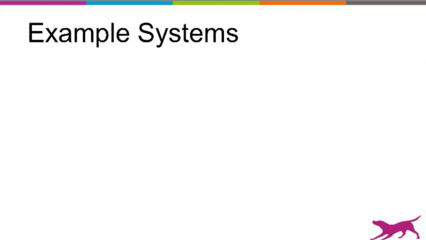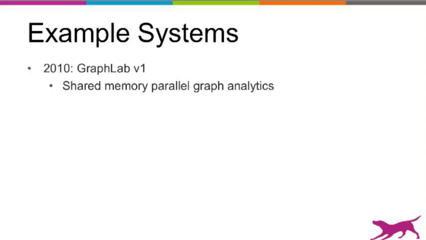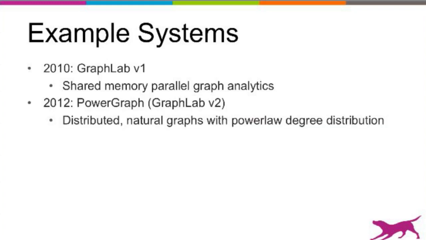I have been working directly or indirectly on a few of the existing graph analytics systems. Starting from 2010, I worked on GraphLab, the first version of GraphLab, which is a shared memory architecture which parallelized graph analytics algorithms. In 2012, we extended the system to a distributed setting, and it tackles natural graphs with power law degree distributions. And PowerGraph is still the reference benchmark to a lot of large-scale graph analytics papers today.